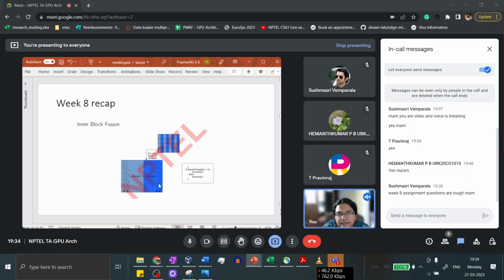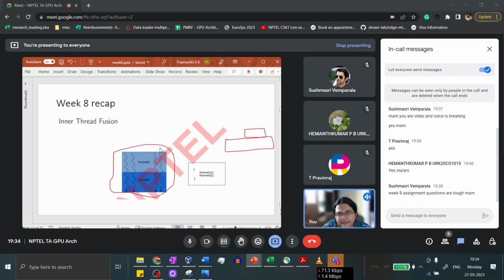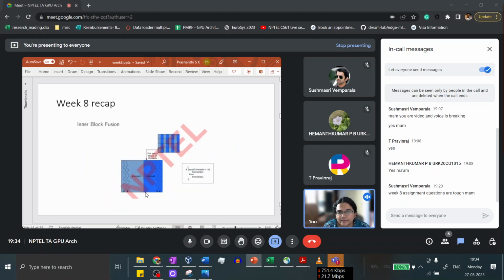The next topic is inner block fusion. Now it looks slightly different, right? Keep these pictures in mind for each of them. That will help you remember it better. Inner block fusion looks something like this. This is kernel 1 and this is kernel 2. Depending on the thread ID, some of the threads will do kernel 1 and some of the threads will do kernel 2, right?